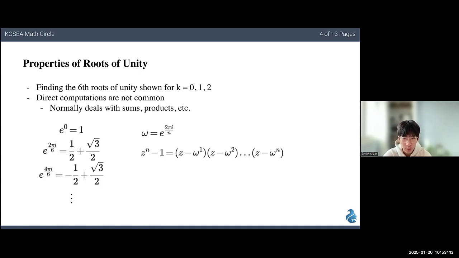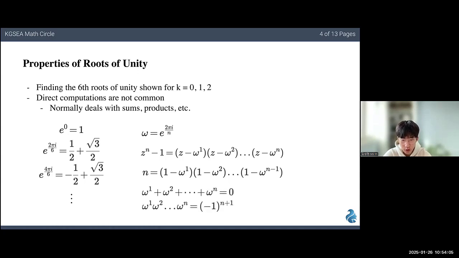It should be noted that when z is equal to 1, both the left and right hand sides are equal to 0, so this equation doesn't really help. But in that special case, it should be noted that n is equal to the product of 1 minus each root of unity excluding 1. And just by Vieta's formulas used on the factor form above, we get that the sum of all the roots of unity is equal to 0, and that the product is equal to -1 to the n plus first power. So it basically depends on if n is even or odd.